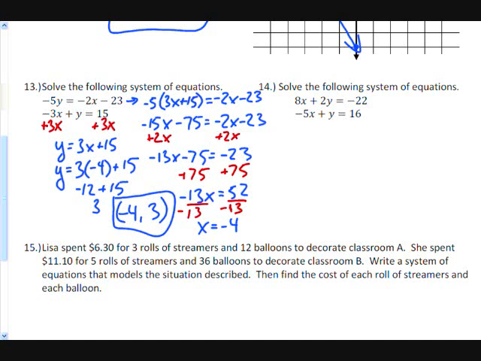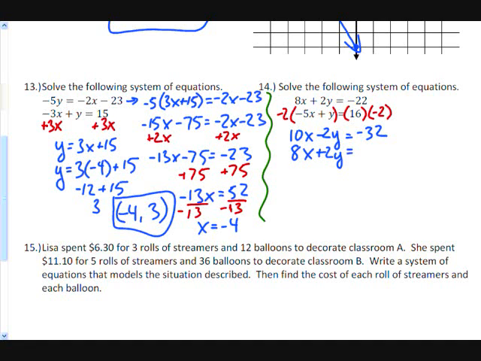For the next one, this one is kind of set up for elimination already. And if I look, the y values would be really easy to eliminate. I'm going to multiply the second equation by -2. So what that does is it gives me +10x minus 2y equals -32. I'm going to rewrite the other equation that I have underneath it. And now since I have additive inverses in front of the y's, I can add these two equations together.